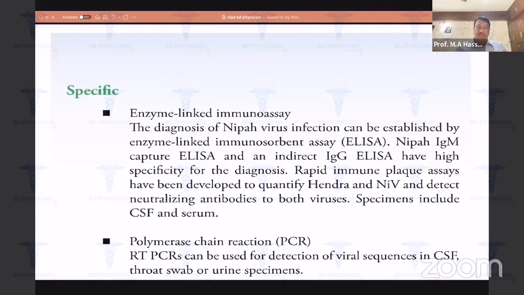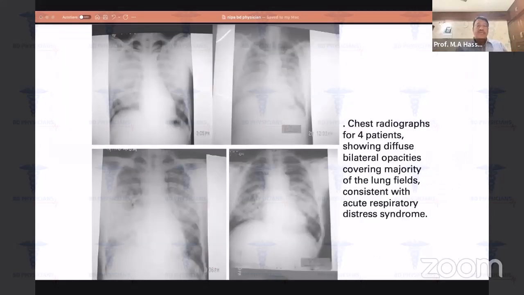PCR also confirms the virus in the CSF, and even in throat swabs, as the Nipah virus infects the respiratory epithelium, and even in urine specimens. These are the images of 4 patients suffering from Nipah respiratory distress syndrome. If a patient develops up to this level, the mortality is very high due to ARDS.